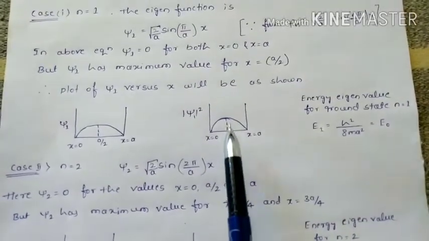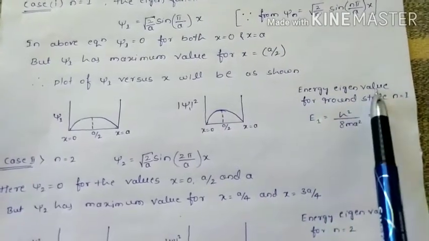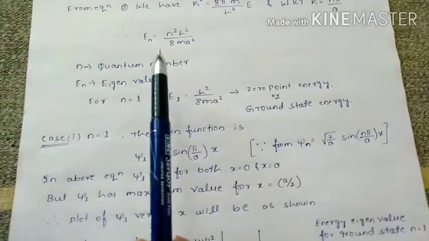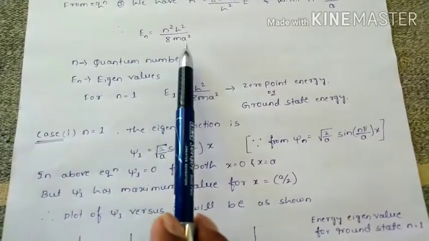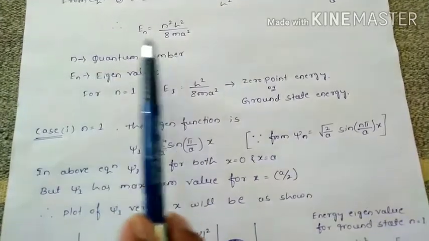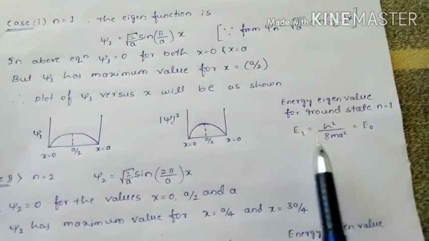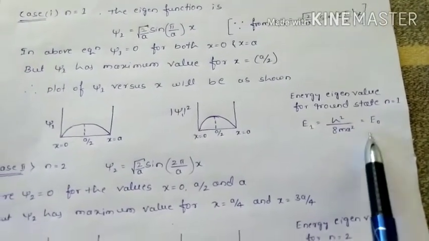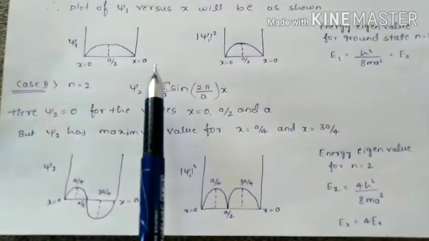Now for the same ground state, n is equal to 1, let us write the energy eigenvalue. This is our energy equation which we derived yesterday: En is equal to n square h square divided by 8 m a square. Here you need to substitute n is equal to 1. So it will be h square divided by 8 m a square. This is denoted as E naught, that is the ground state. Okay, so we will go for the second state now.